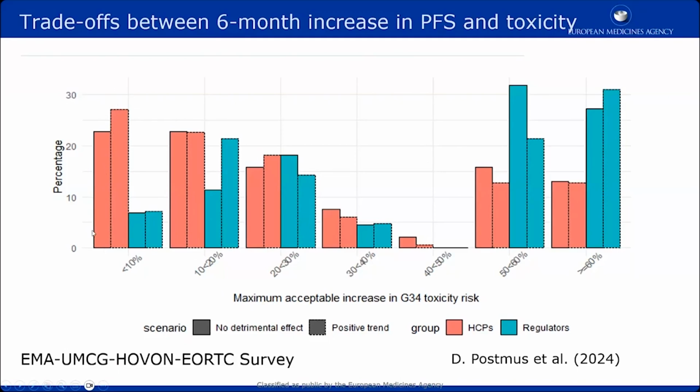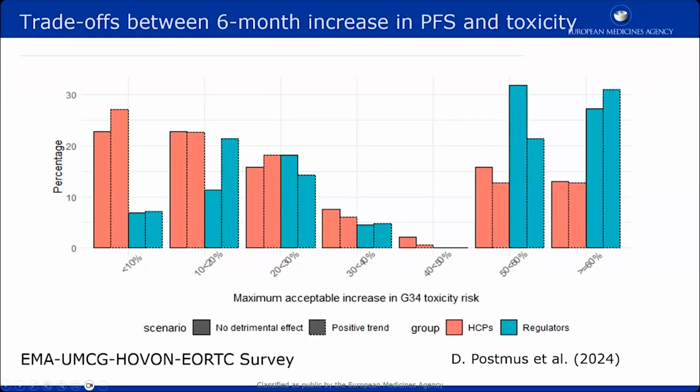Actually, the most frequent category among clinicians was to trade off very little for a 6 months PFS gain. And at the other extreme, you would have regulators on this side who would trade off as much as a 60% incidence of grade 3/4 toxicity for that same amount. And we can later discuss, if there is time and interest, why this could be.